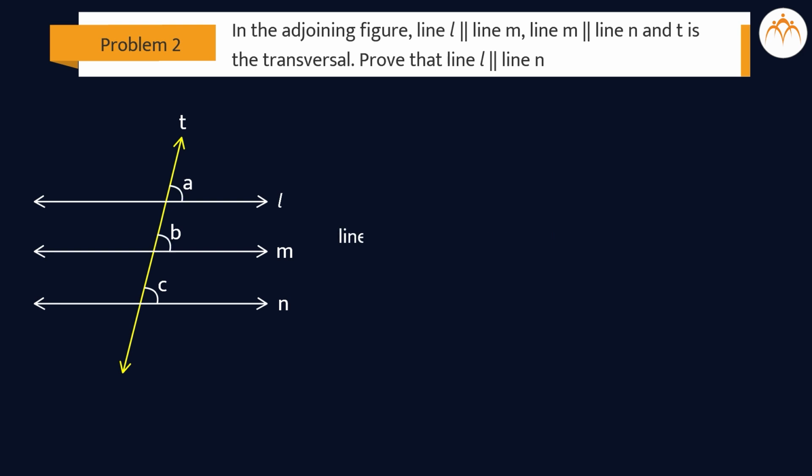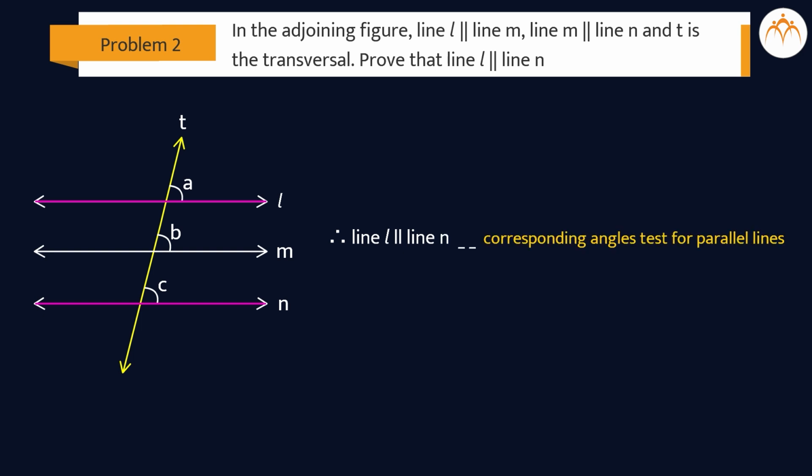Statement 1. Line M is parallel to line N. This is given. Angle B is congruent to angle C, corresponding angles. Statement 2. Therefore, angle A is congruent to angle C. This is from statements 1 and 2. This will be statement 3. Angle A and angle C are corresponding angles. Therefore, line L is parallel to line N, by the corresponding angles test for parallel lines.